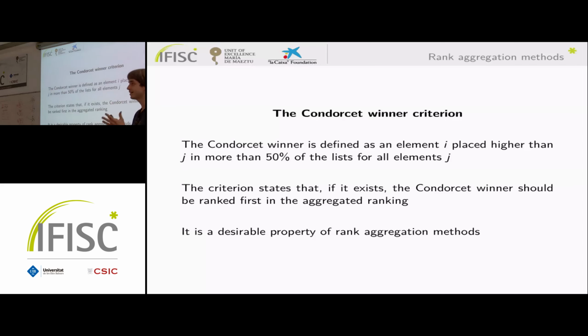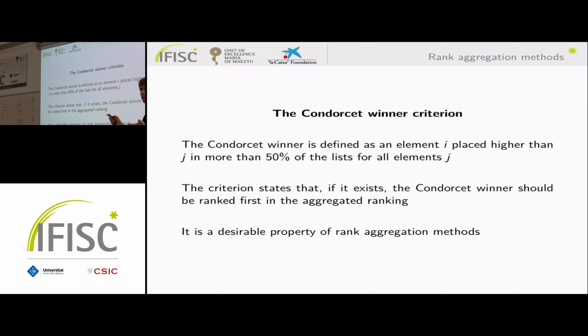A Condorcet winner is an element that is ranked first, I mean that if you compare this element to another element J, this element is ranked higher than J in more than half of the lists. So suppose in the movie example, you have Shrek. Shrek is the Condorcet winner if, compared to any other movie separately, more than half of you put Shrek higher than the other movie. This is an example of a Condorcet winner.